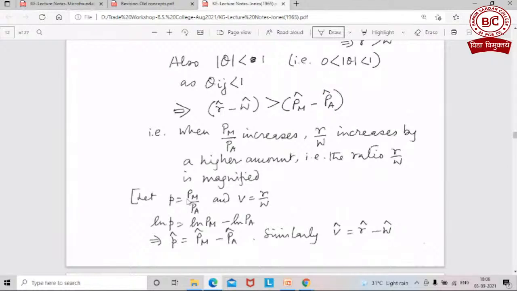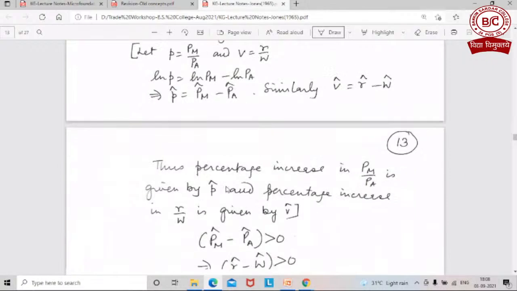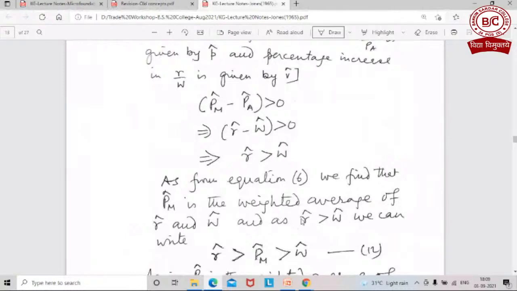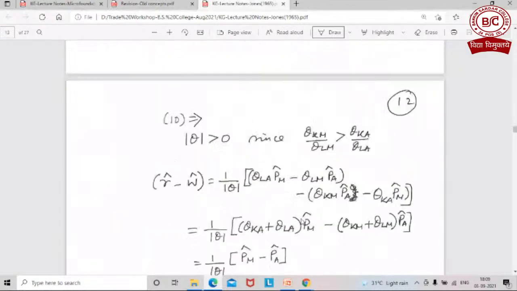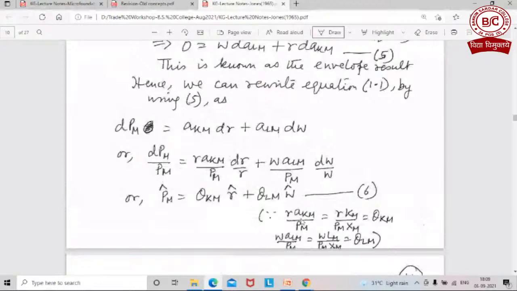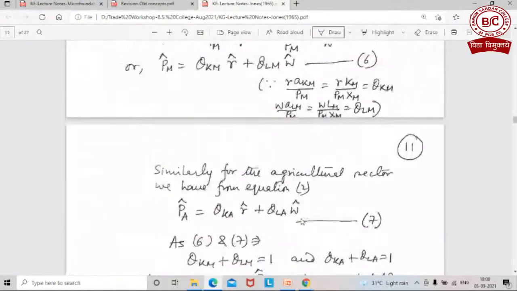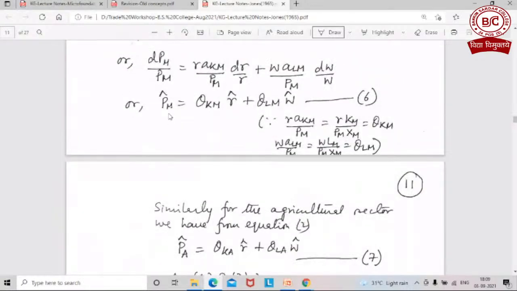Yes, sir. So basically, when PM hat exceeds PA hat, we find that there is a deterioration of the terms of trade. We have already shown that PM hat greater than P hat shows R hat greater than W hat. But you should not forget that from equation 6, I'm not going through the mathematics, just showing you the intuition. From equation 6, as you said already, PM hat is the weighted average of R hat and W hat. So always the weighted average lies between two extreme values. You know that. Is it okay?